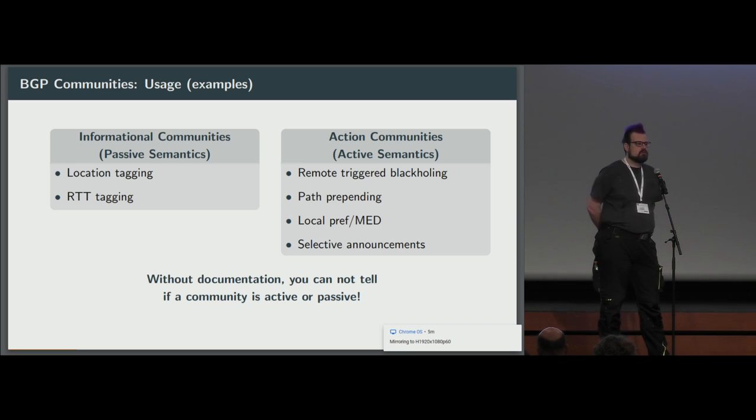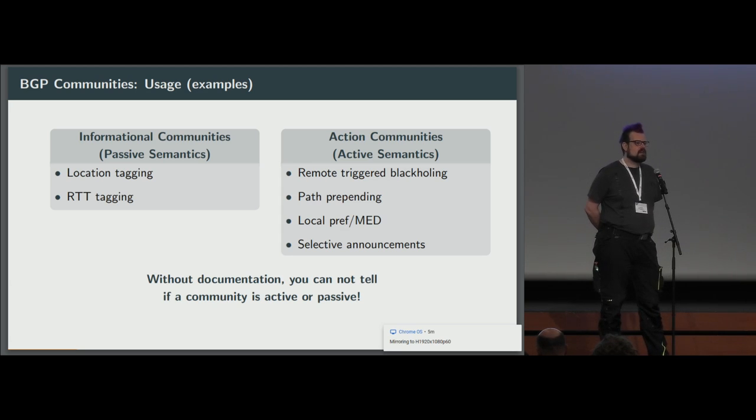Communities can be split into two groups. We have informational communities that have passive semantics. They are used for location tagging: where has this prefix been learned, in which POP? RTT tagging we have seen. And on the other side, we have action communities that carry active semantics. They are used for triggering blackholing or actions in other ASs, for example, path prepending.